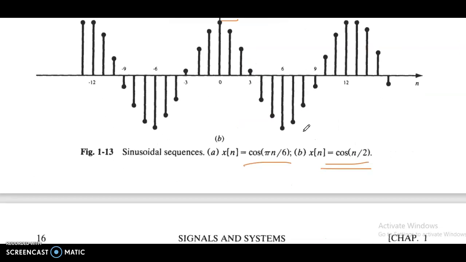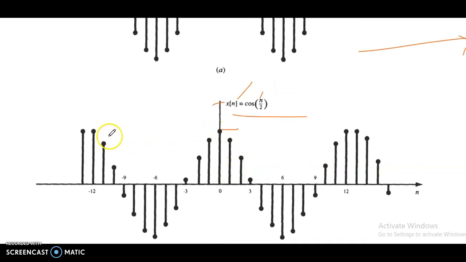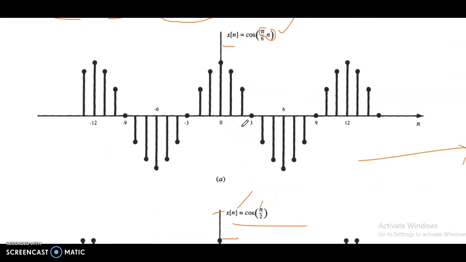So these are sinusoidal sequences, in this one n by 2, and in the other pi by 6 n, like this equation. Like this, sinusoidal.